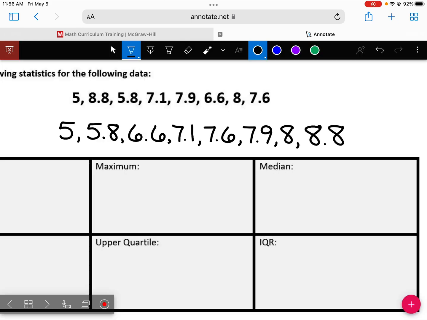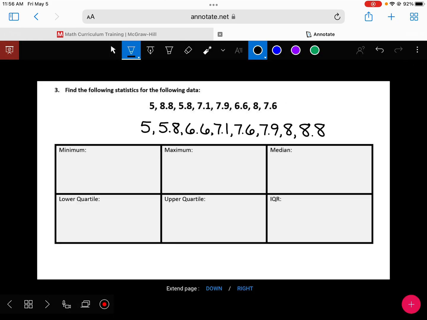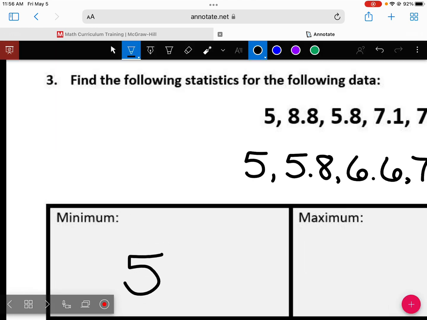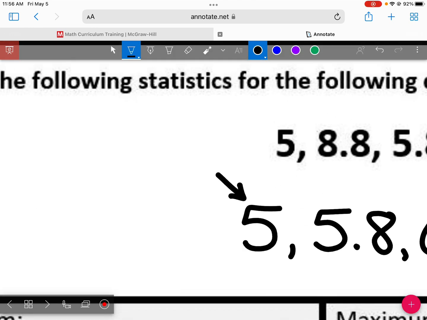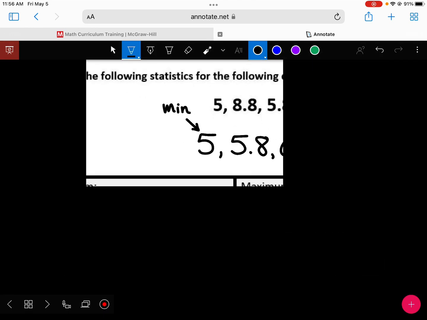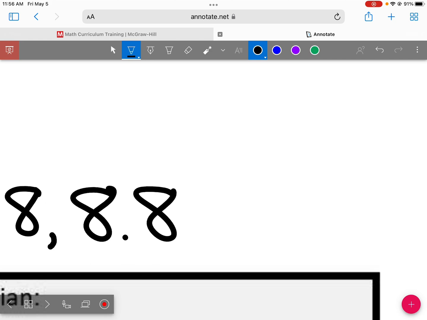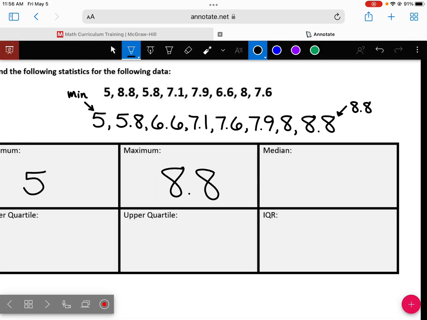All right, I've got them in order. Minimum, 5. Right, here's my minimum. Maximum, 8.8. Right here. And then we go to find our median.